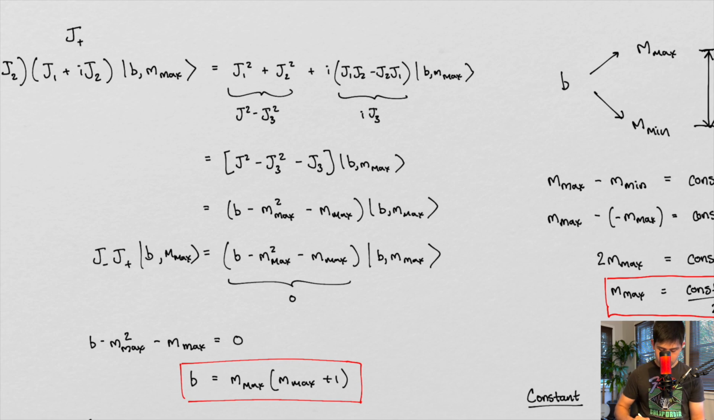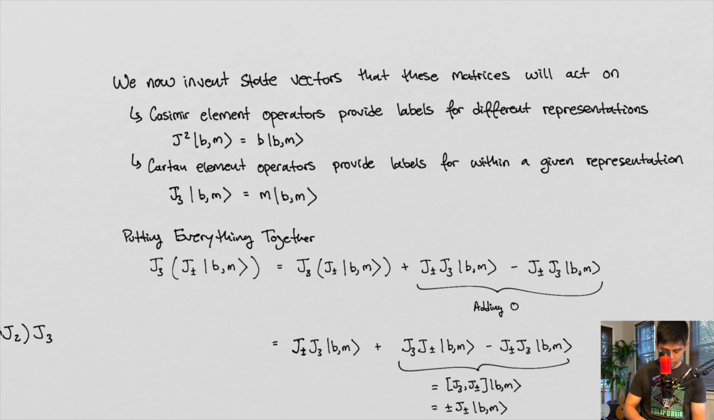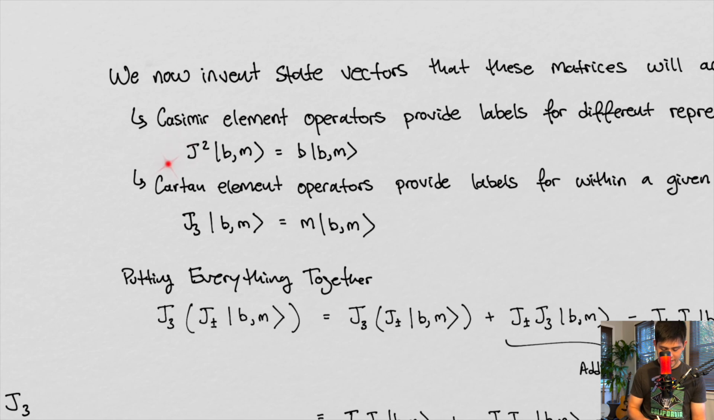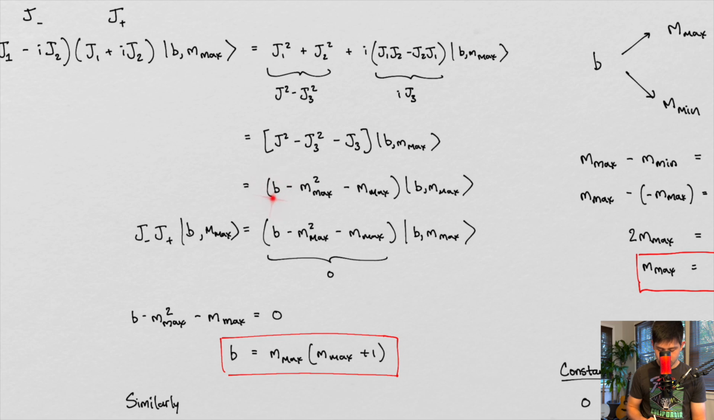And so now, if we go back to our definitions, we said J3 brought out m, and J squared brought out b. And we'll recall the names of these guys, right? So this is the Casimir element operator, and this is the Cartan element operator. And so here we have b, so J squared taking out b. J3, right? So J3 is going to bring out m, and we're bringing out m max, right? Because that's what m is right here. And that's going to be squared because J3 is squared, and then we're going to have another m max J3 is bringing out.